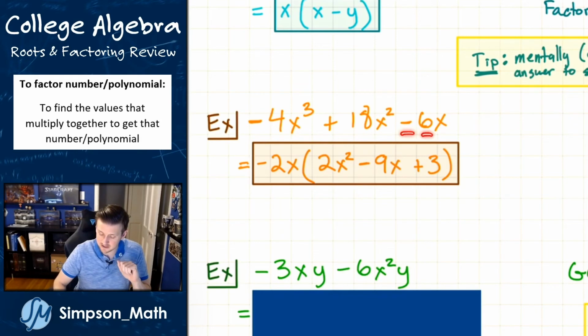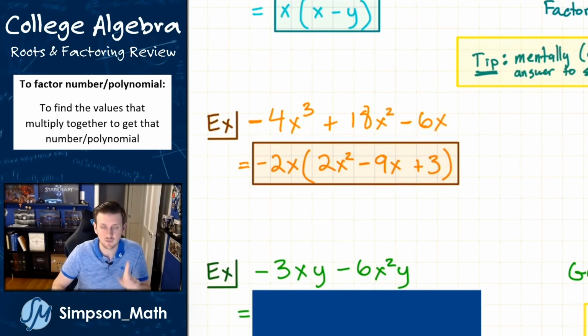And then negative 6 divided by negative 2. Negative divided by negative is positive. 6 divided by 2 is 3. And then that x will reduce with that x, and so those x's reduce, and we're left with 3.